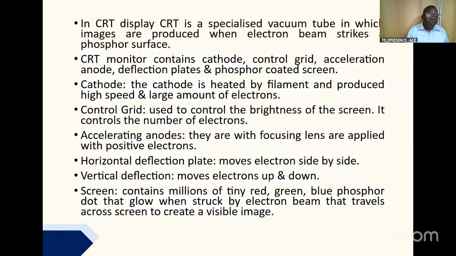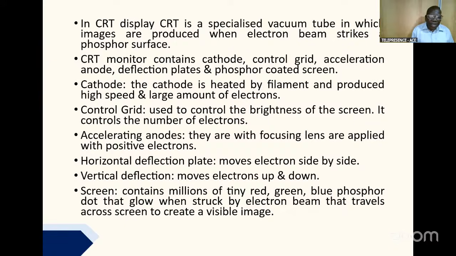In the CRT display, CRT is a specialized vacuum tube in which images are produced when electron beams strike a phosphor surface. The CRT monitor contains cathode ray, control grid, electron anodes, deflection plates, and phosphor-coated screen.